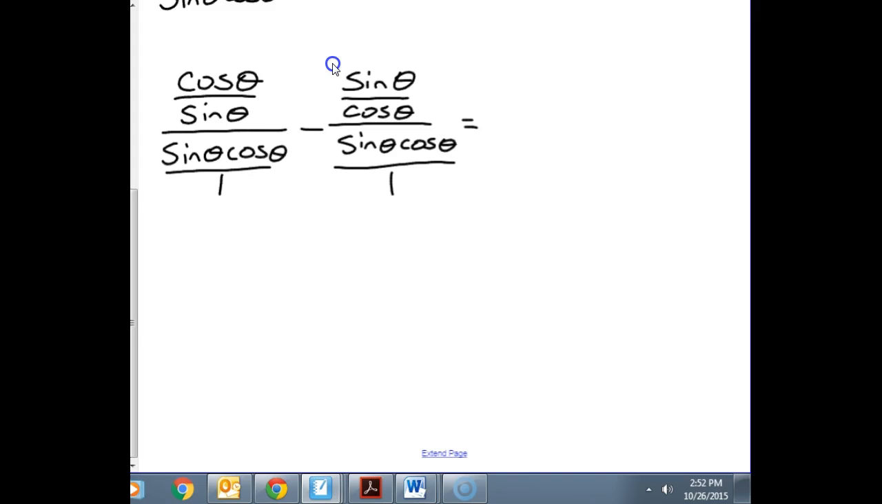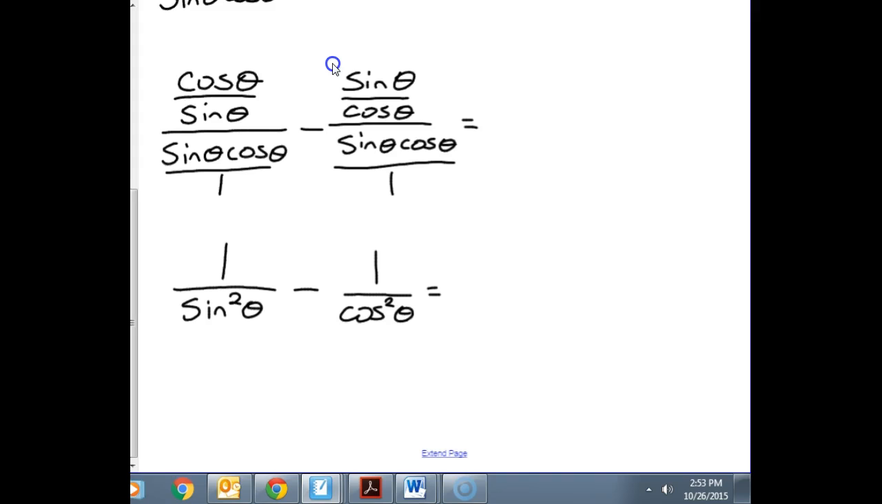Alright, so whenever you flip it and multiply, what happens? Your cosines on the first one cancel out, and then your sines multiply together, right? So you get 1 over sine squared theta minus, okay, well, let's look at the other one. If I flip that over, the sines will cancel out this time, and the cosines will multiply together. So that would give me 1 over cosine squared theta. Bring down your equal sign.